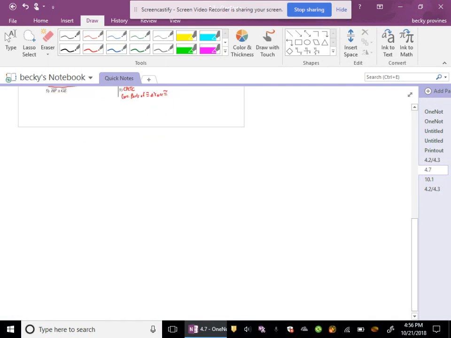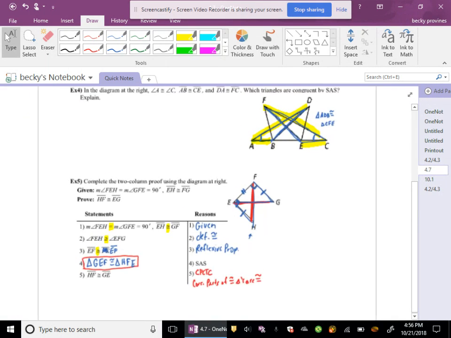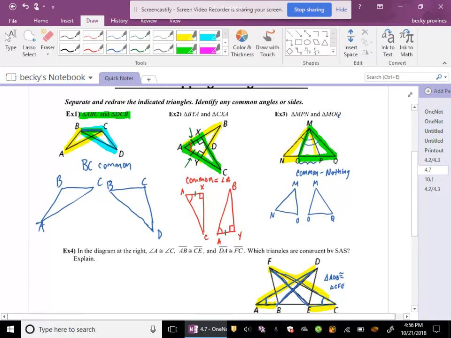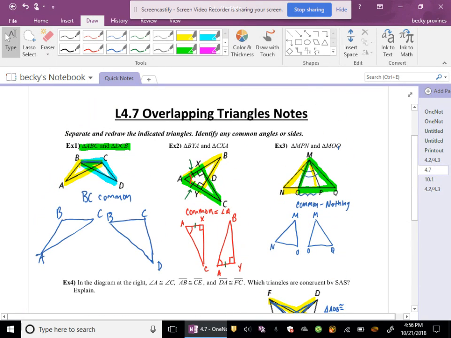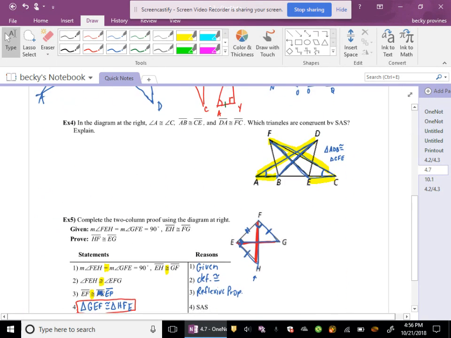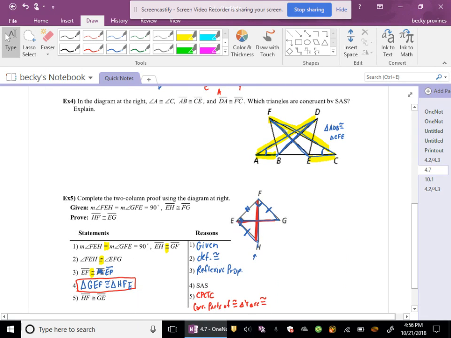Now I think we're done. Yeah, we're done. So the idea for today is that you're just going to separate and redraw the pictures if you need to, or if you use highlighters, sometimes it's easier and you don't have to separate and redraw.